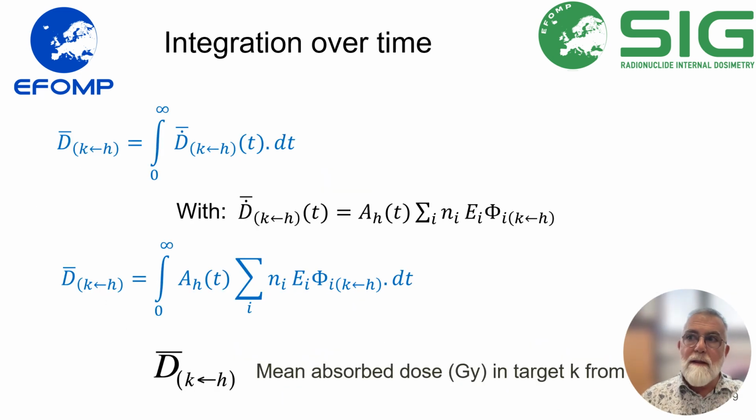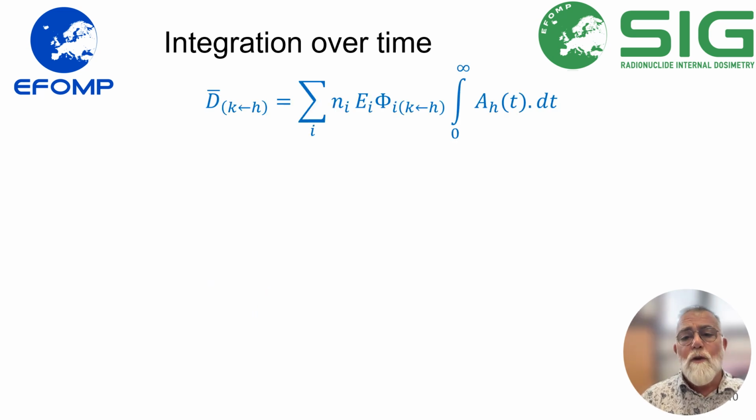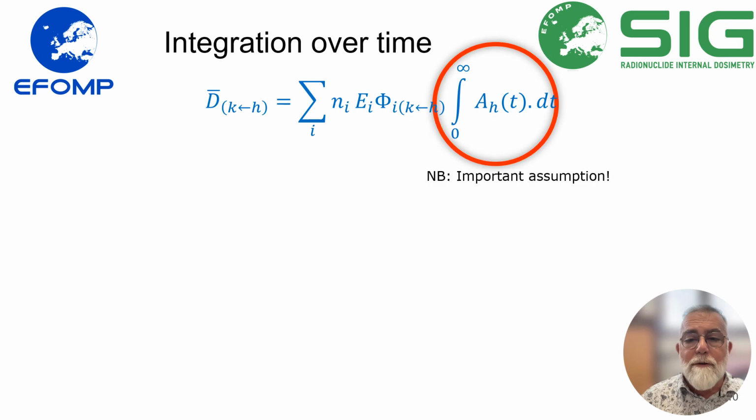Okay, then we have the absorbed dose rate at a given time. So you want to integrate that in time. So these are the equations you can have. And you end up by integrating all this to get the mean absorbed dose in gray in target K from the source H. Then we move, and I want you to pay attention to this, we are putting outside of the integral everything that we assume does not change in time.